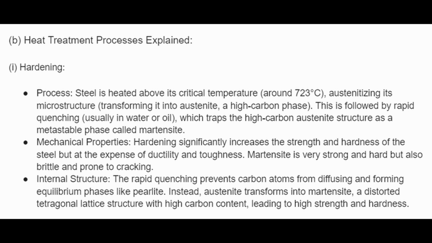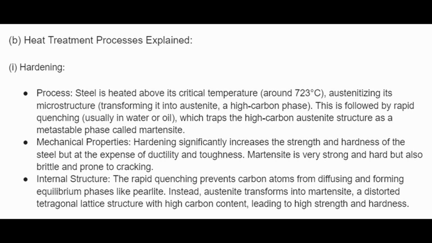2. Tempering. The process. Hardened steel is reheated to a lower temperature, typically between 150 degrees Celsius and 500, and then cooled slowly. This allows some of the martensite to transform back into less brittle phases like ferrite and cementite, depending on the tempering temperature.